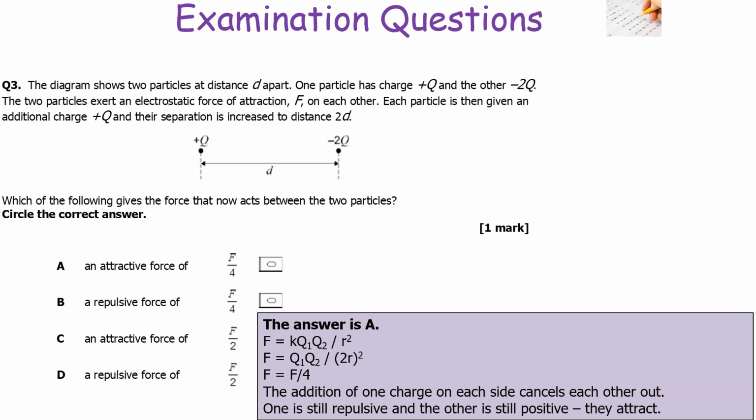Now the thing is though, one has gone from plus 1 to plus 2, and the other's gone from minus 2 to minus 1. We've still got a positive and a negative charge, so they'll still attract each other, so therefore it's an attractive force of F over 4, which is A.